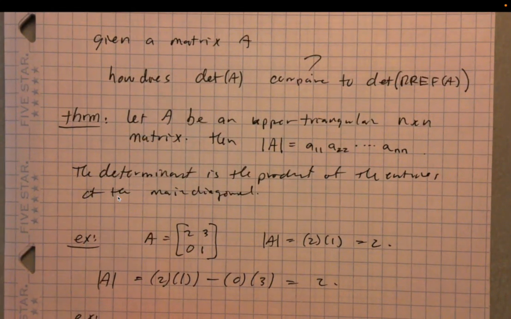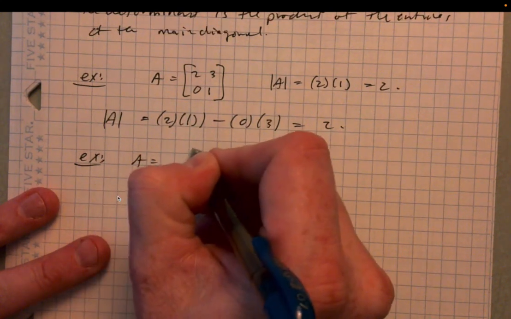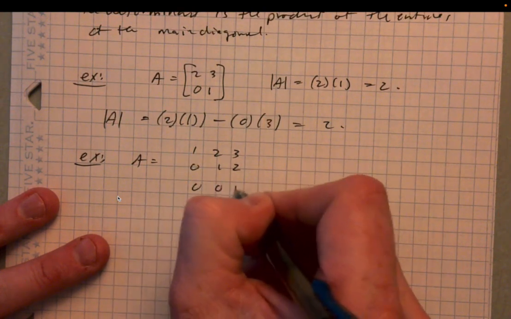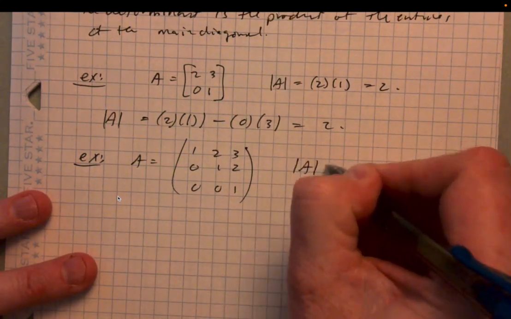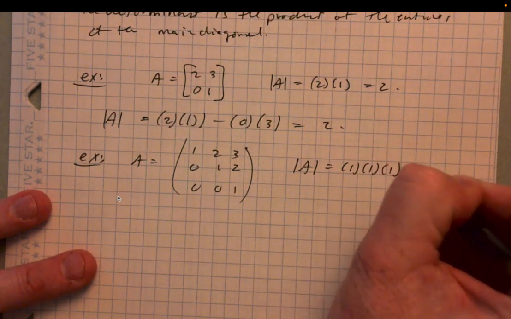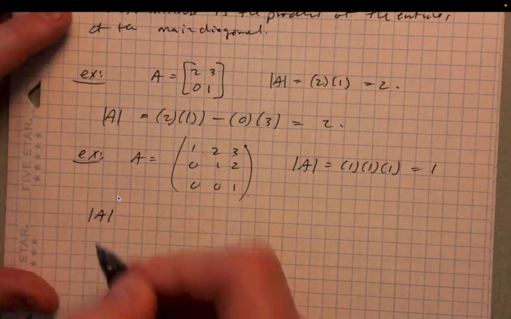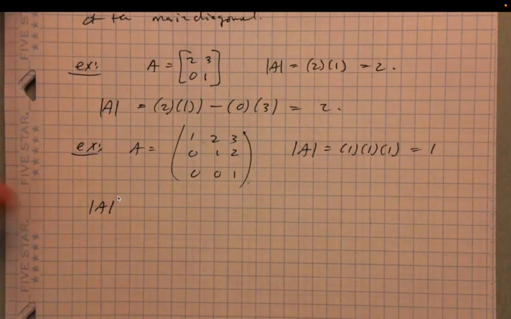A more interesting example would be the following. Let A equal 1, 2, 3, 0, 1, 2, 0, 0, 1. In this case, the determinant of A is equal to 1 times 1 times 1. It's just the product along the main diagonal. We can confirm this by calculating the determinant using the cofactor expansion method, just to make sure that we get the same answer.